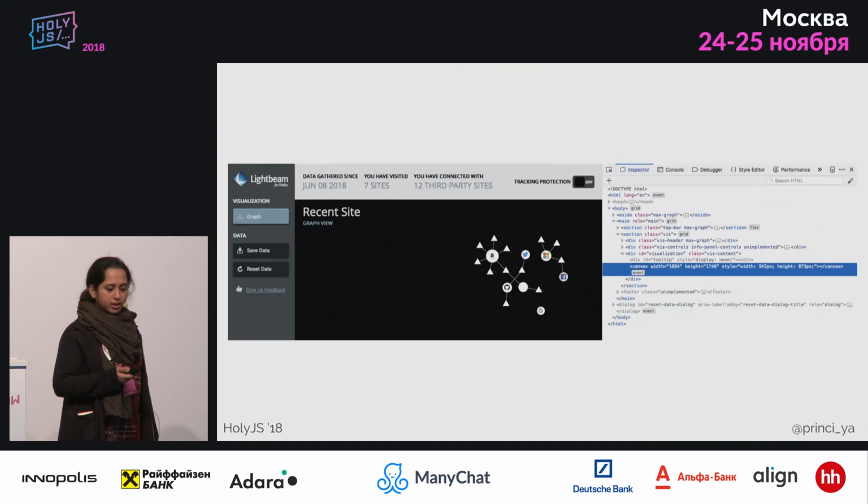In the newer version, when we decided to port SVGs to canvas, the whole element was replaced by one DOM element, that is canvas, and all the drawings were rendered inside this canvas element.